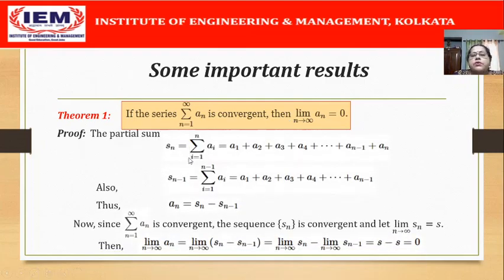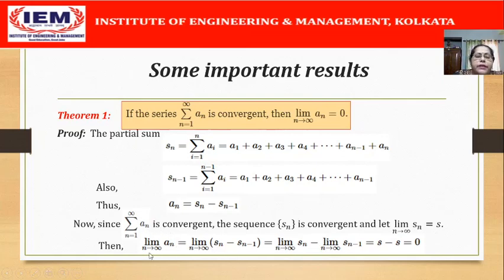Now, of course, first we need to define the partial sum Sn, which is a1 plus a2 plus a3 up to an. And then Sn minus 1 will go up to an minus 1, right? So this is a1 plus a2 plus a3 up to an minus 1. So then we see that if we subtract these two, Sn minus Sn minus 1 gives us an. And since the series is given to be convergent, by definition of a convergent series, of course the sequence Sn of partial sums must be convergent. And let us now assume that limit Sn as n tends to infinity is equal to S.